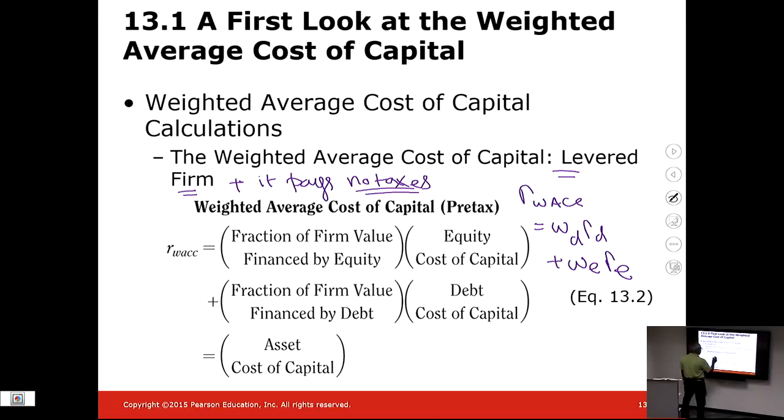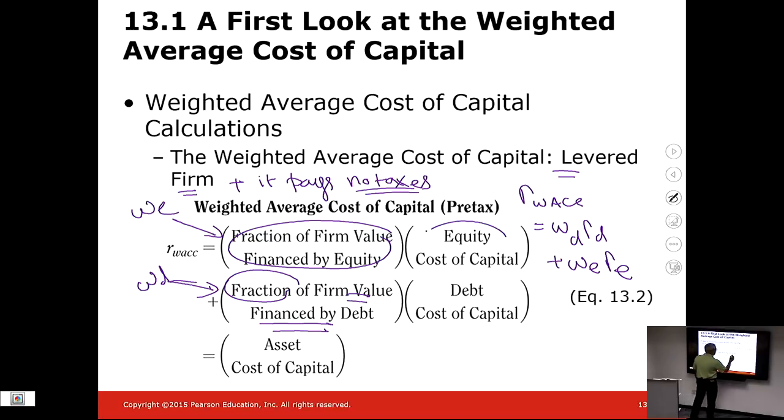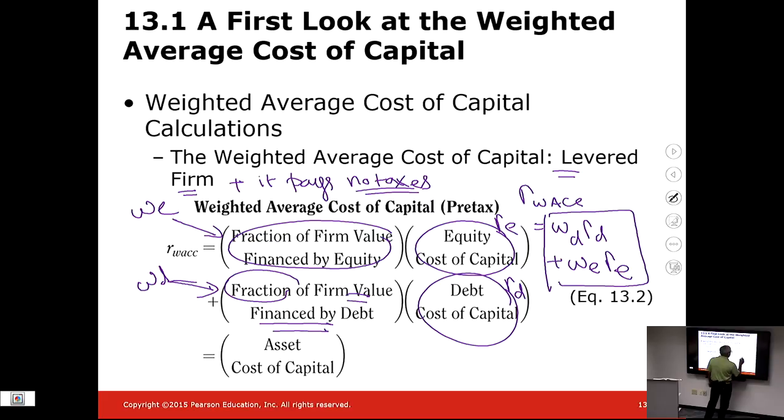What does this weight mean? The weight means the fraction of the firm's value that is financed by debt. So that's our weight of debt. This one over here is the fraction of the firm value that is financed by equity. So that's our weight of equity. This is the cost of equity, and this is the cost of debt. So we need four pieces of information: the weights between debt and equity, and the cost of debt and the cost of equity. This is when the firm is not paying any taxes. This formula only works under this circumstance, when the firm is not paying taxes.